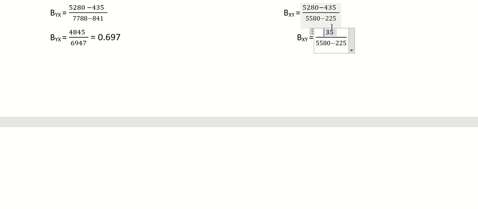And here again numerator will be same, 4845 divided by 5355, and here the solution is 0.905, right? So now we have calculated beta y on x and x on y. So first part is solved.